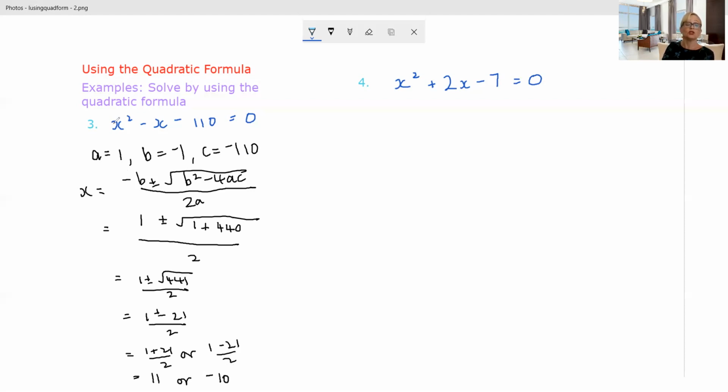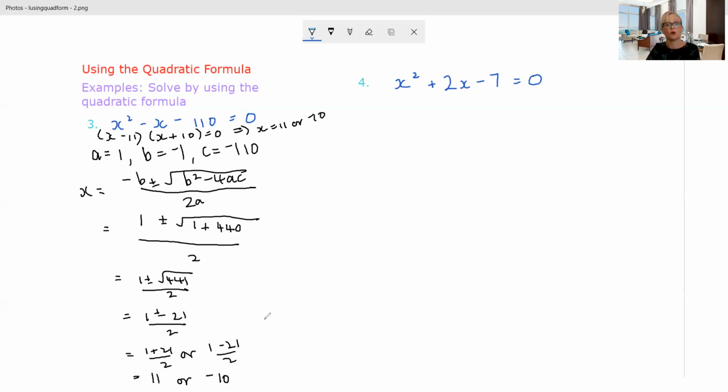And again, we could check this one by factorising. You'd factorise that by doing x minus 11, x plus 10 equals 0. So you're going to get x is 11 or -10. All right, just reinforcing the fact that normally speaking, if you're not given a particular method to use, you use whatever method is quickest and simplest.